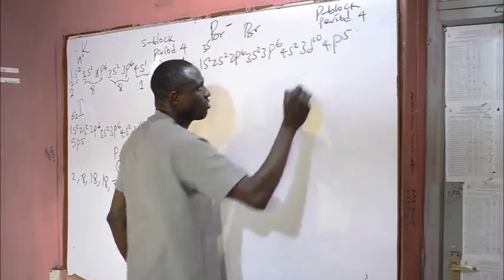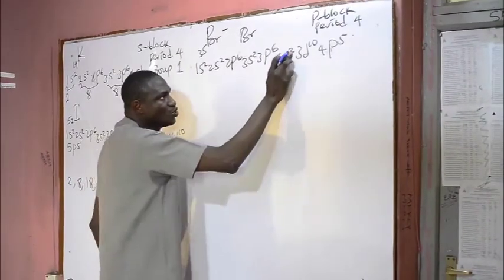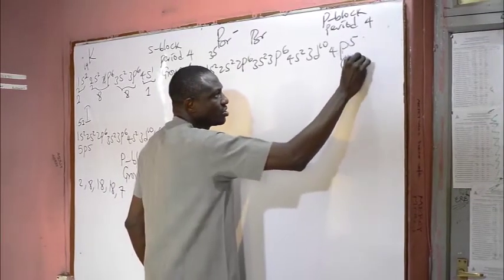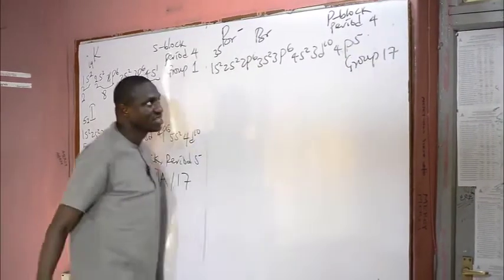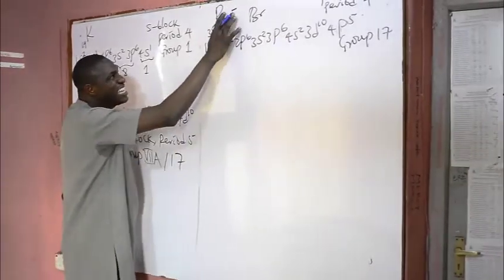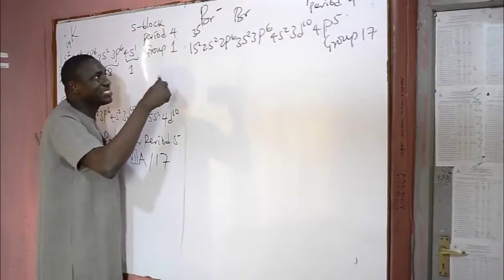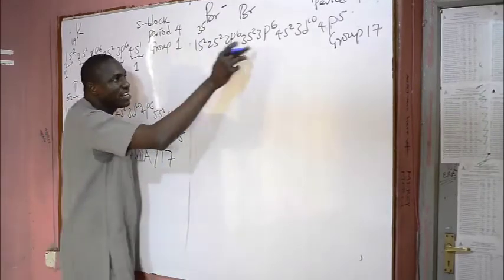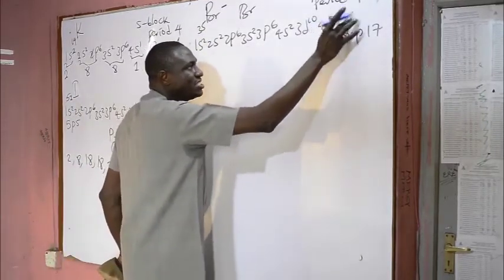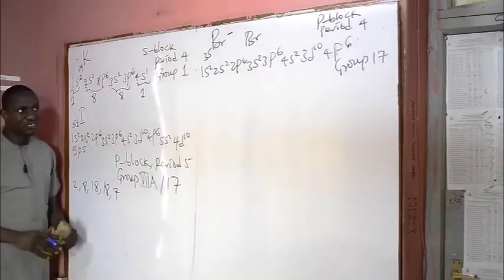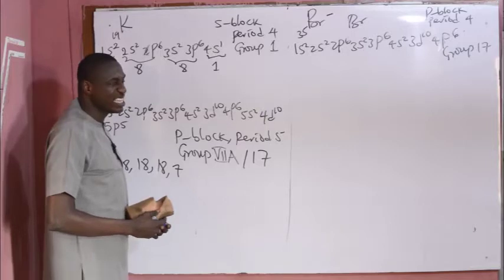So from here, we can say this is a p block, period what? Period 4. And group what? 2 plus 5, that is 7, plus 10, group 17. In that case, the bromide ion has gained one more electron. And since we are dealing with electrons, the number of electrons is now 36. So one electron can still occupy this position. And that indicates the full orbital electronic configuration of the ion.